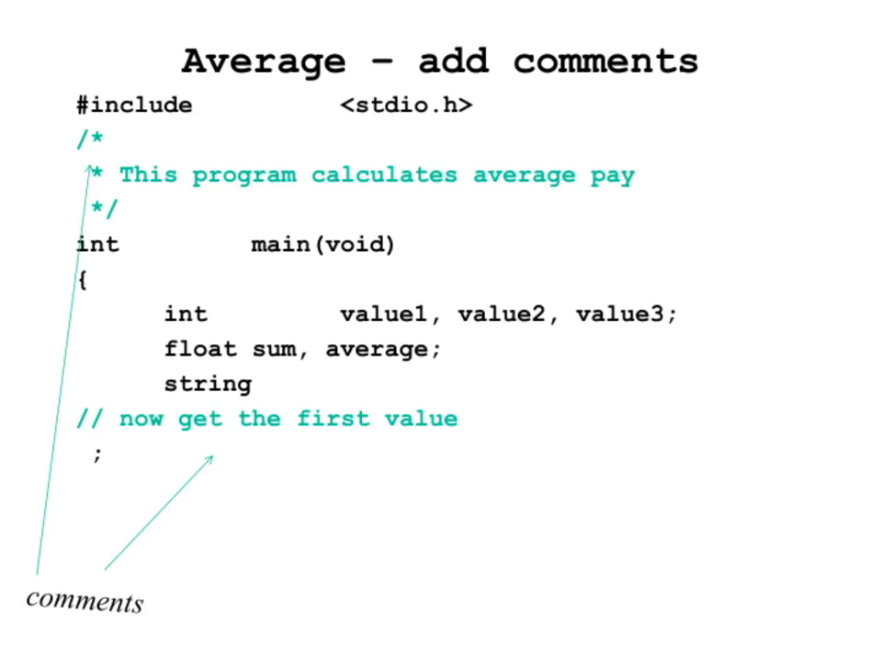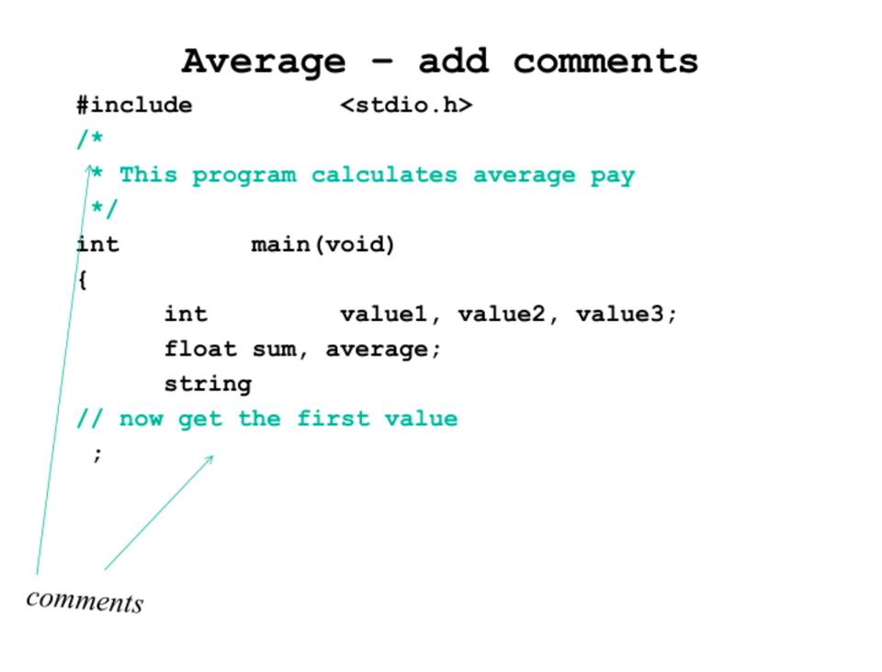Here, we include the standard input-output library with the line include stdio.h. This is essential because it allows us to perform input and output operations, like printing to the console or reading user input. Next, we have a comment block that explains what the program does, in this case, calculating the average pay. Comments are really helpful for documenting our code so others, or even ourselves later on, can understand the purpose of different sections.